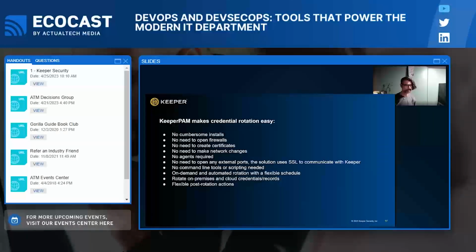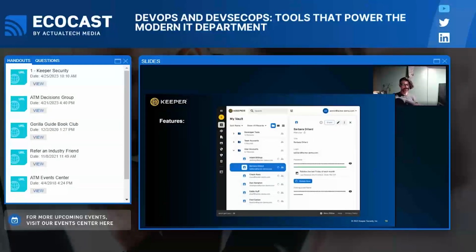Right. We can rotate on-premise or cloud credentials. It doesn't matter what's going on. And we have very flexible rotation actions, for example, scripts that run post a password rotation. Let's get an insight into this. So this is the vault you're looking at. And this is considered a PAM credential that can get utilized to rotate a credential against Barbara Dillard. All right, that's her username. Password. Rotation button right there. Isn't that cool? A little rotation.